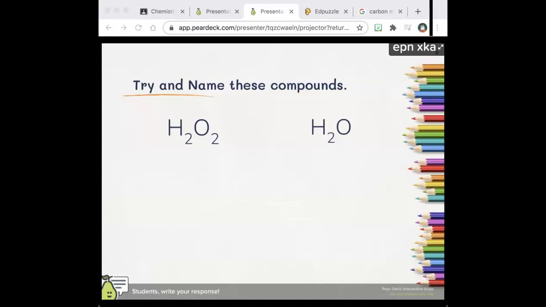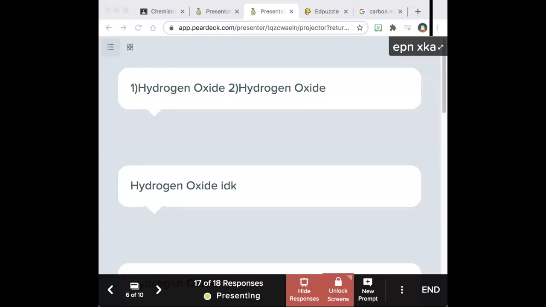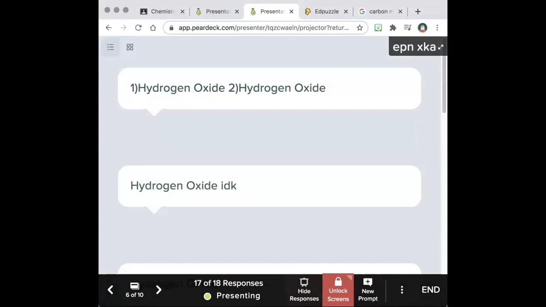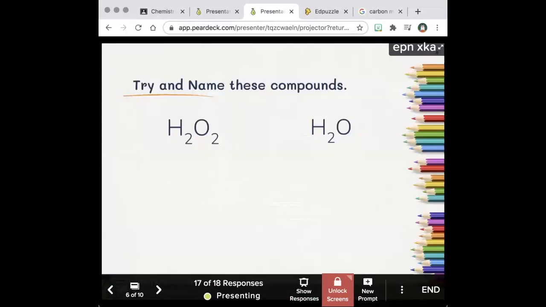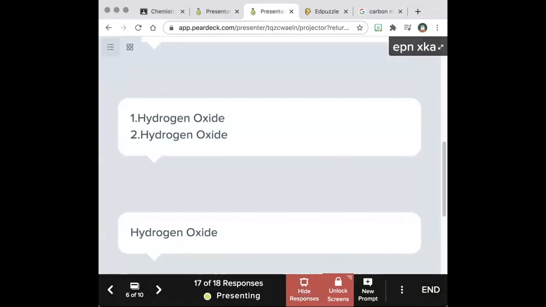by naming them as we've named compounds so far, which was to take the first element and then change the ending to IDE. So if you look at this screen share, for the first compound, we have hydrogen oxide, which matches because we have hydrogen first, oxygen second, change the ending to IDE. And for the second compound, interesting, we also have hydrogen oxide. That is true because hydrogen bonded to oxygen will change the ending to IDE here. So if we were to follow standard naming rules, both of these compounds would be called hydrogen oxide.